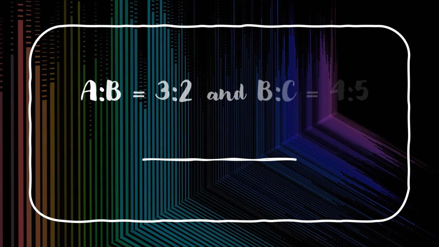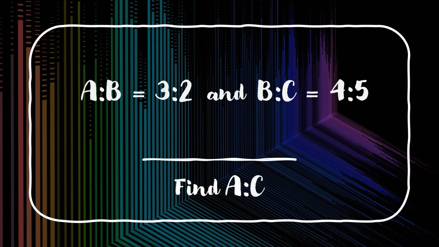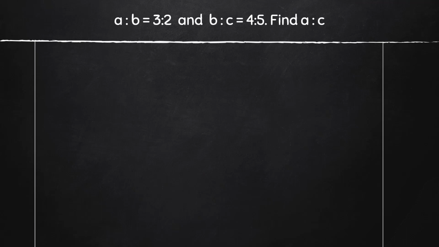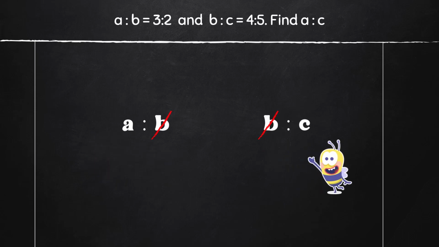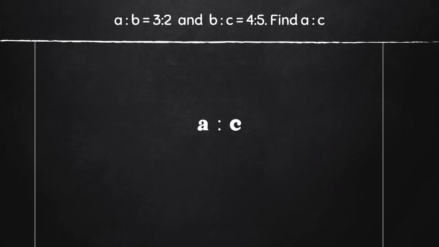A is to B is equal to 3 is to 2 and B is to C is equal to 4 is to 5. Find A is to C. This is a very simple sum. Two sets of ratios are given. One is A is to B and the other is B is to C. And from that, we need to calculate the ratio A is to C. So first, let us write A by B is equal to 3 by 2. And B by C is equal to 4 by 5.